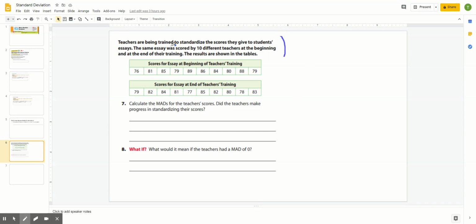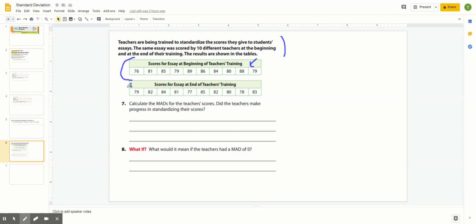Hopefully, all of you will use this in your college math classes or your business classes. This is a really good example here. Teachers are being trained to standardize the scores they give to students' essays. The same essay was scored by 10 different teachers at the beginning and end of their training. The results are shown. For the first one, you are going to find the mean, the average score. When they say standardized, it means that when people are grading your essay, they want to make sure there's not a huge range, a difference, from teacher to teacher. They want to make sure that the teachers are grading consistently.